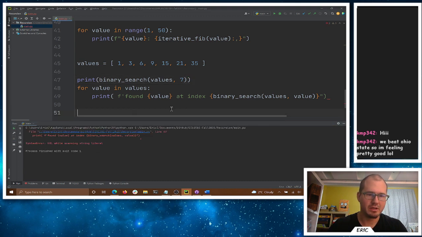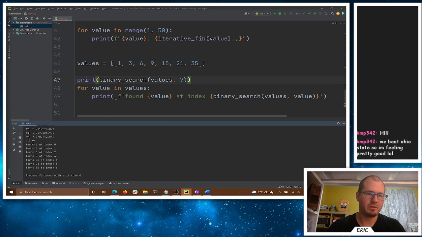Uh-oh. Oh dear. Single quote to end it. There we go. Single quote, not a double quote. So -1, yep, and then found 0, 1, 2, 3, 4, 5, 6. Looks good. So our binary search is working correctly.